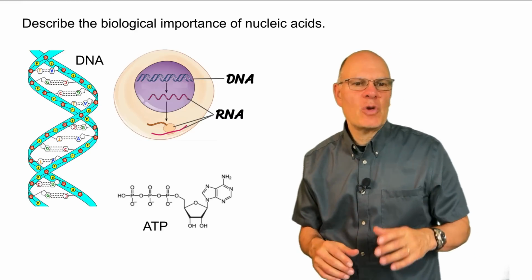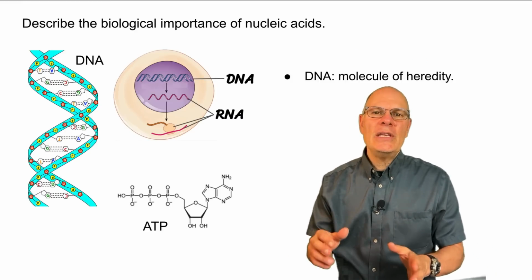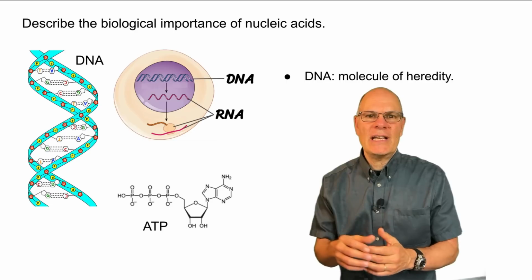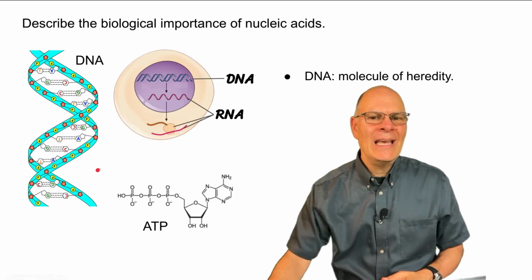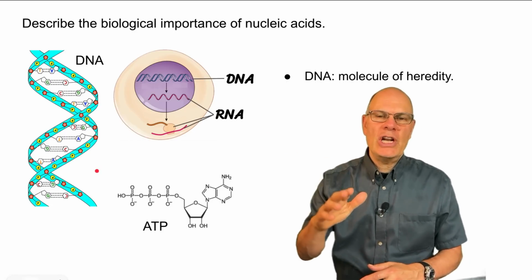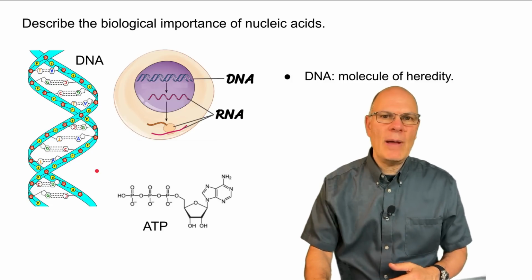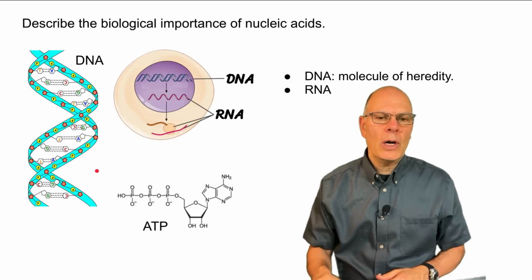So we'll start by describing the biological importance of the nucleic acids. These are the molecules of genetic information. DNA is the molecule of heredity. It's what passes from generation to generation. It's the molecule that cells pass on as they divide and replicate within a multicellular organism.